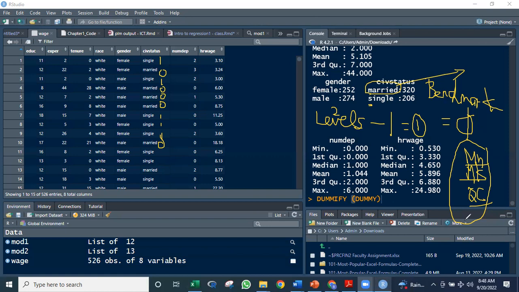And simple lang, class. The formula is, ilang levels ba? Manila, Makati, Quezon City. So, ilang dummy variables? Correct. Thank you, James. That's correct. 2. You're correct. 2 dummy variables. Bakit? The number of levels minus 1. Bakit ganun? Bakit ganun, guys? Kasi you will be needing 2 dummy variables to capture entirely yung data natin.